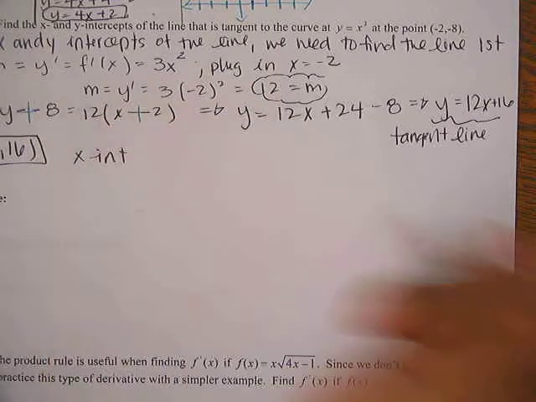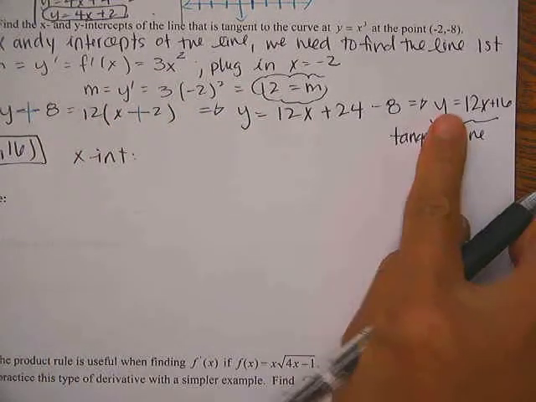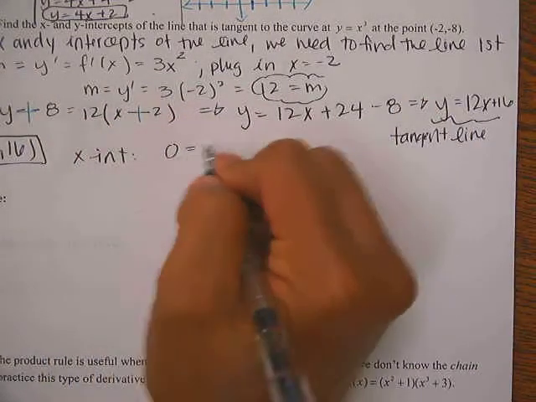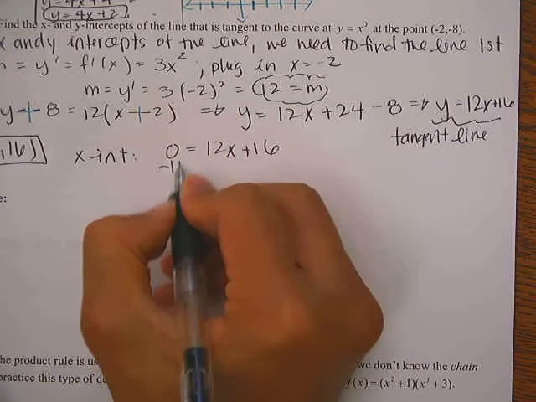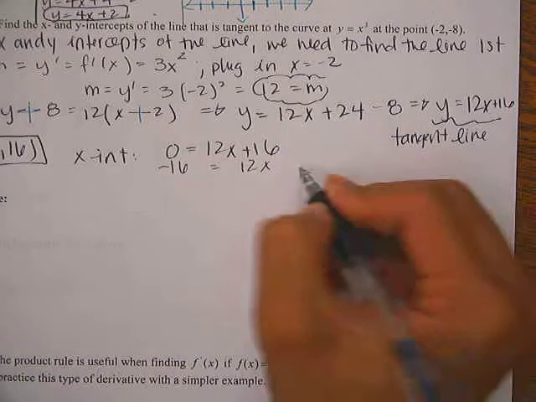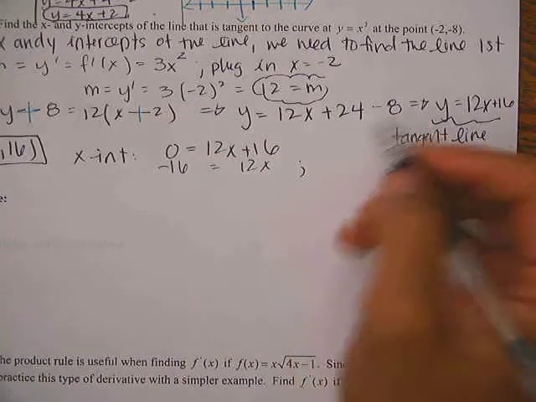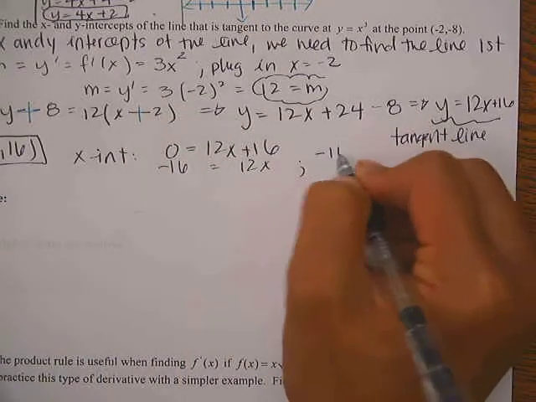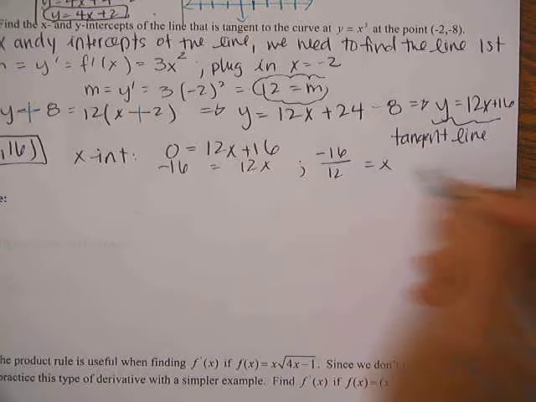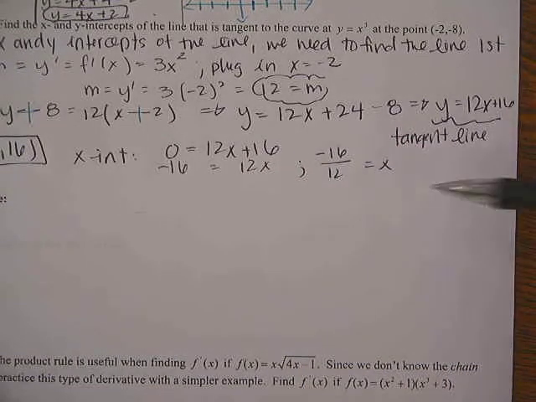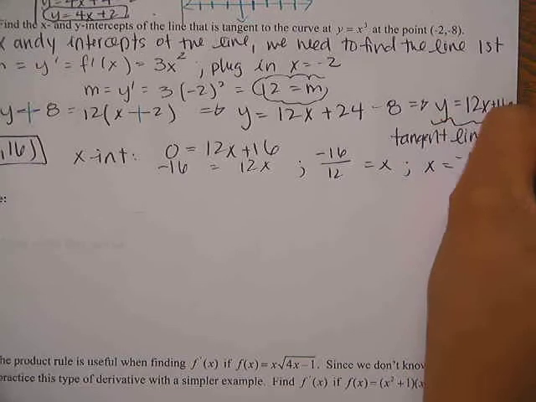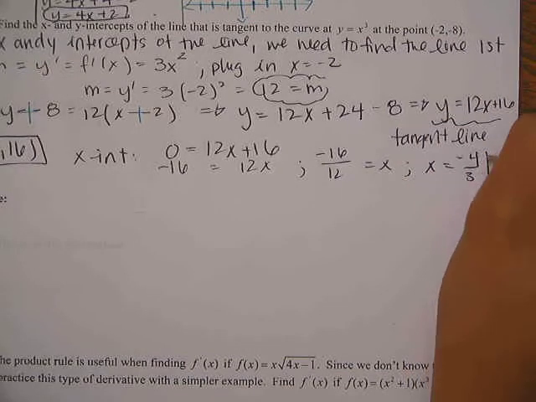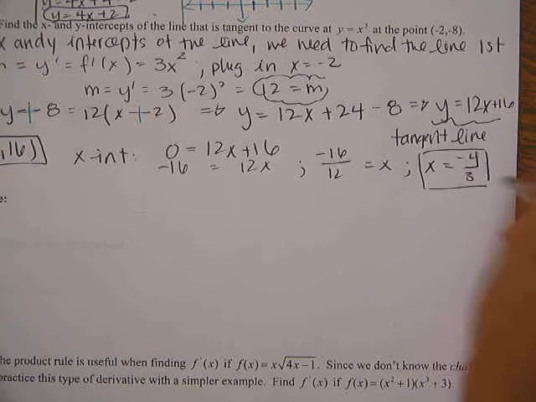The x-intercept is when y is 0, so let's find out. I'm going to set y equals 0 equals 12x plus 16. Move the 16 over, so -16 equals 12x. We're going to divide both sides by 12, so -16 divided by 12 equals x. Can I reduce that? Divide top and bottom by 4. So x is going to be -4 over 3, and that is my x-intercept.